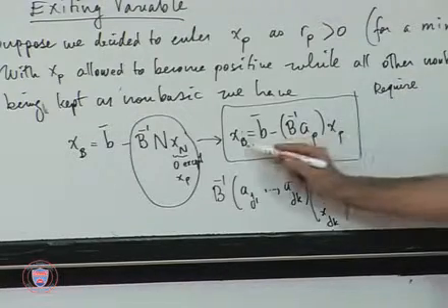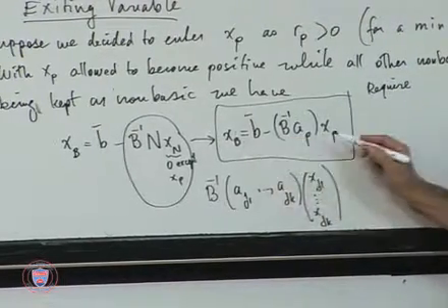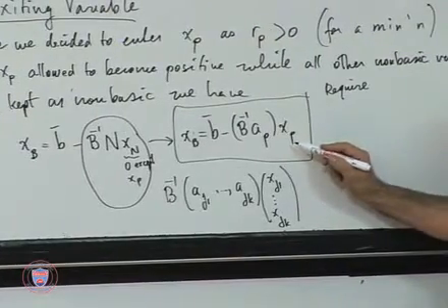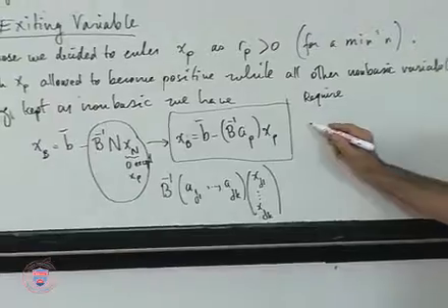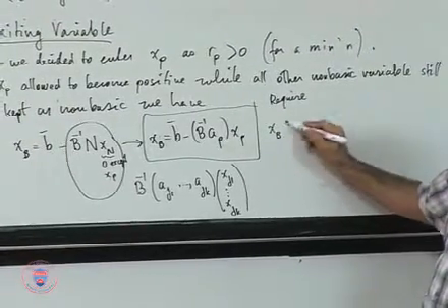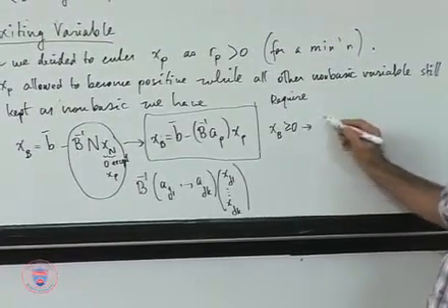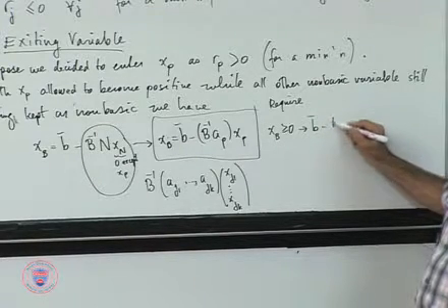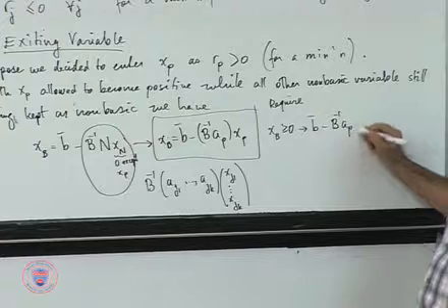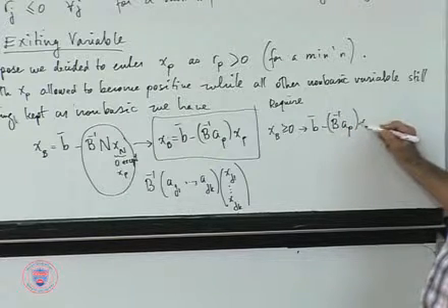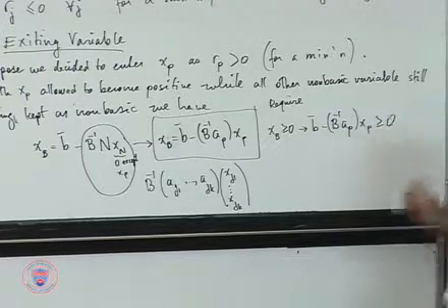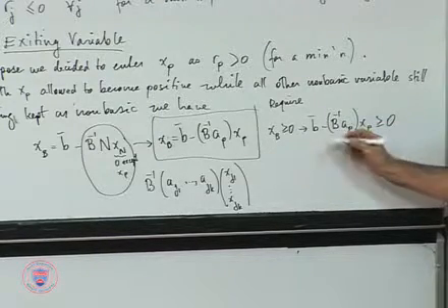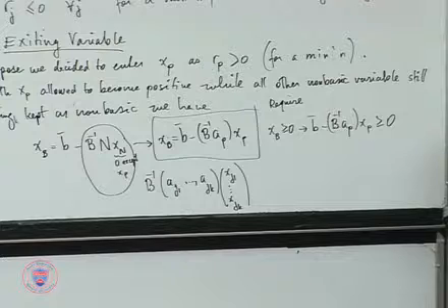So this tells you how to express xB as a function of xp, the incoming variable. We want xB to be non-negative, which of course tells you that b bar minus B inverse ap times xp must be non-negative. This is a vector inequality. We're talking about an m vector here.